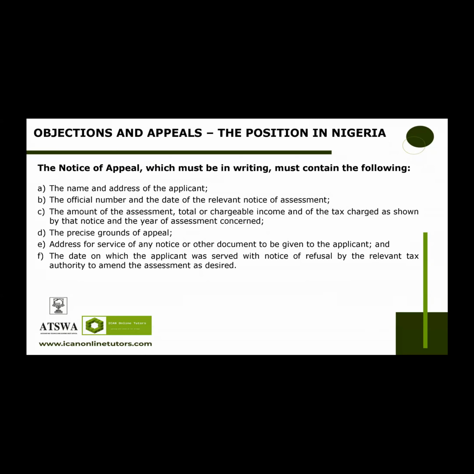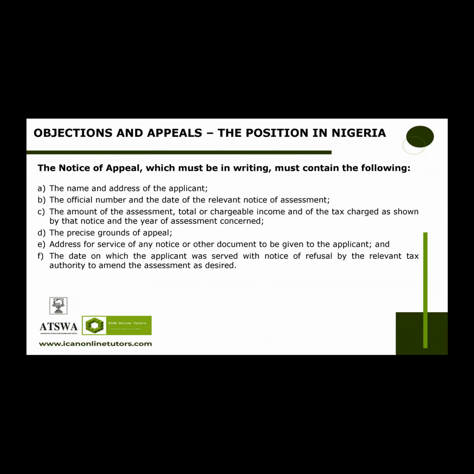Now let's look at the objections and appeals procedure in Nigeria. The Nigerian position: if a person disputes an assessment, he may apply to the relevant tax authority by putting up a letter of objection stating precisely the grounds of objection to the assessment. This letter of objection shall be made within 30 days from the date of service of the notice of the assessment.